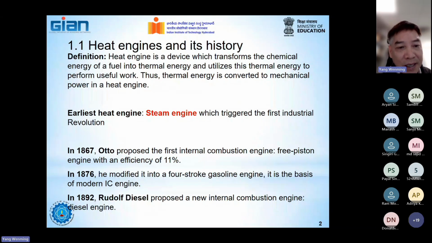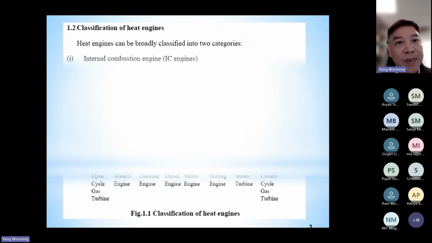Okay, so in 1876, Otto modified the four-stroke free piston engine into a gasoline engine. So this engine is the basis of modern gasoline engines. Then in 1892, Rudolf Diesel proposed a new internal combustion engine. Yeah, it is the diesel engine. So this one is the basic history of the internal combustion engines, especially for gas engines and diesel engines.